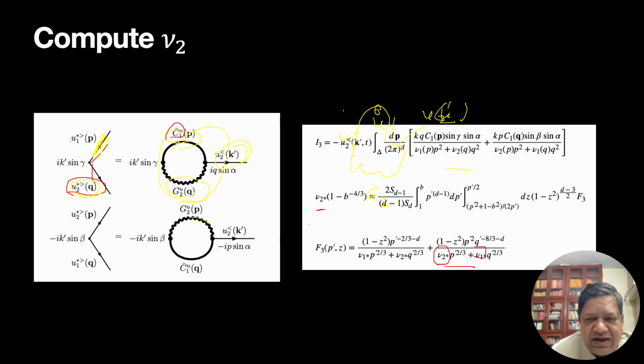Nu2 star is an integral with f3, and f3 has nu2, nu1. So this integral is a function of both. The right hand side is nu2 and nu1. So what do I do? I need to do it iteratively. So we can solve it iteratively, and it turns out it has a solution. I will show you what they are.